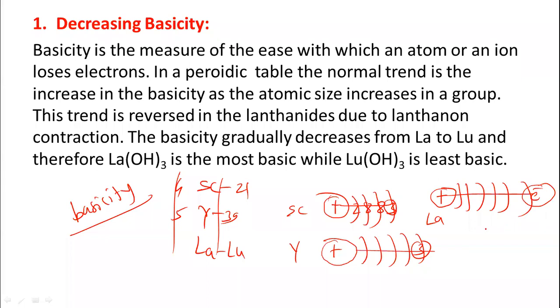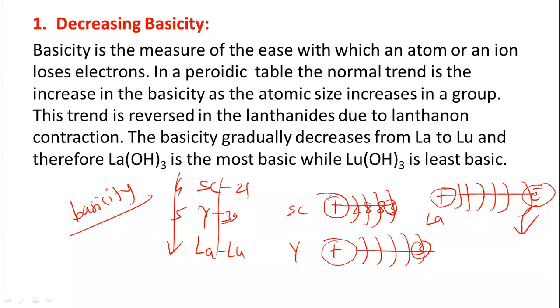Therefore, these electrons are easily given out. So it means that the larger the atomic radius, the greater is the basicity. In the periodic table, the normal trend is an increase in basicity as the atomic radius increases.